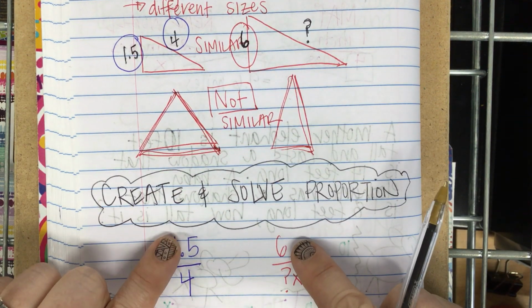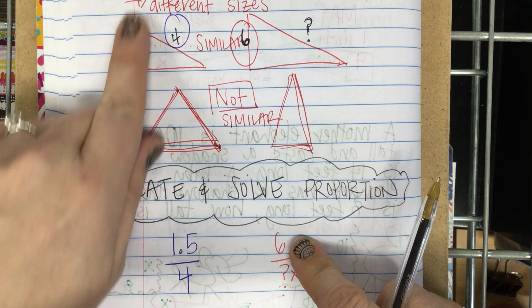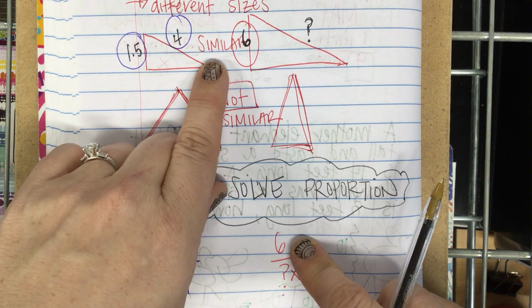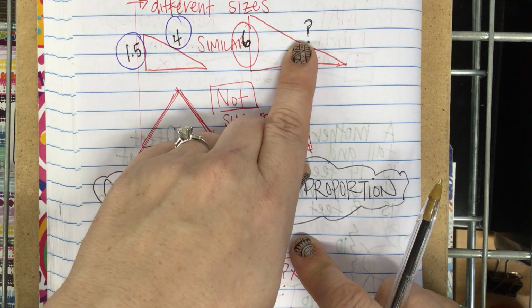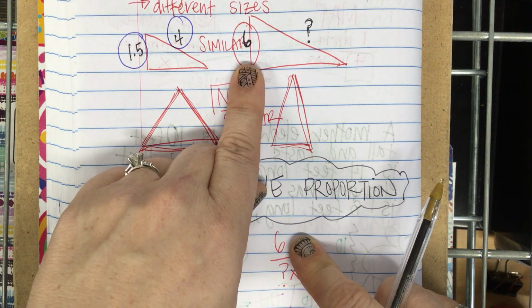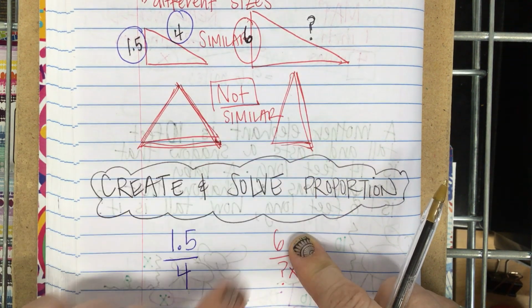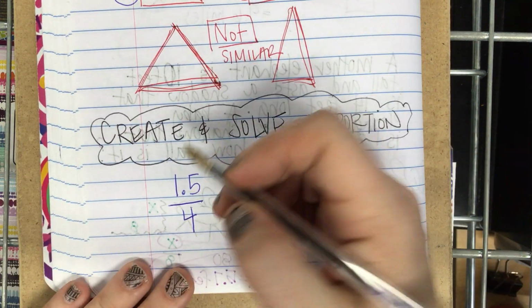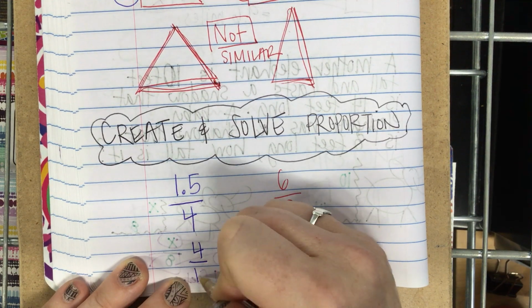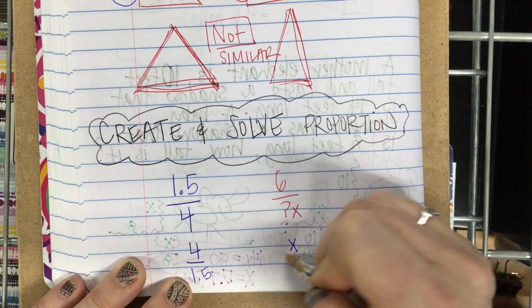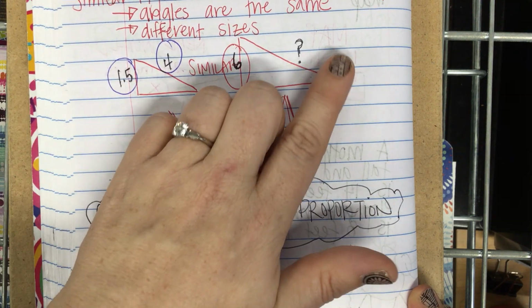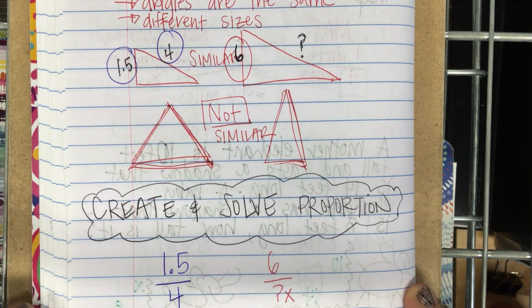So they have to be on the same line. If I started with the vertical side over the diagonal side, when I did this guy, I have to do the vertical side over the diagonal side. Vertical over diagonal, vertical over diagonal. I could have flipped it. You'll get the same answer if you flip-flop them. Diagonal over vertical, diagonal over vertical. It doesn't matter.